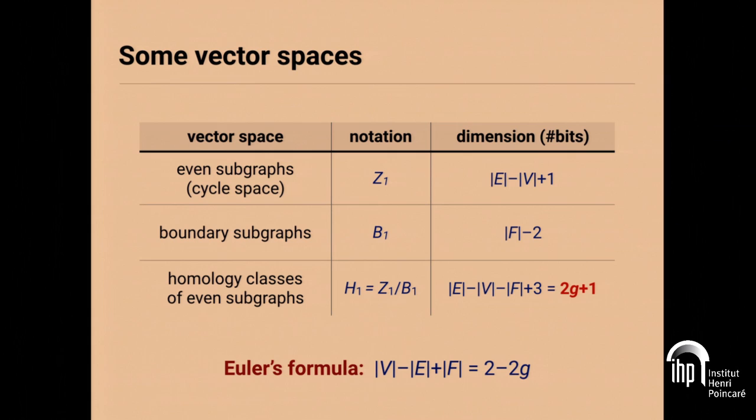On the other hand, if I want to specify a boundary subgraph, I just record for each face, is it part of the subset of faces whose boundary I'm considering or not? And there are exactly f minus 2 faces because I deleted S star and T star. And then one of these is a subspace of the other. So when I mod, I'm just subtracting the dimensions. And here you see Euler's formula popping back up again immediately, giving you the right parameter count.